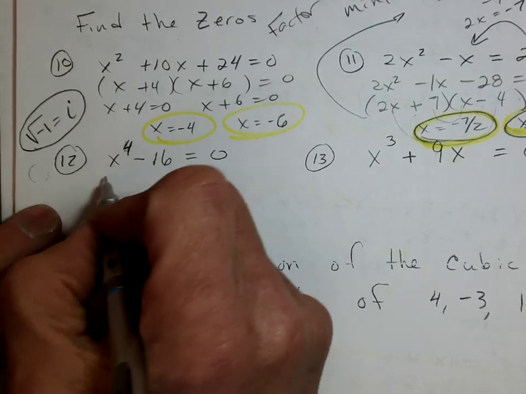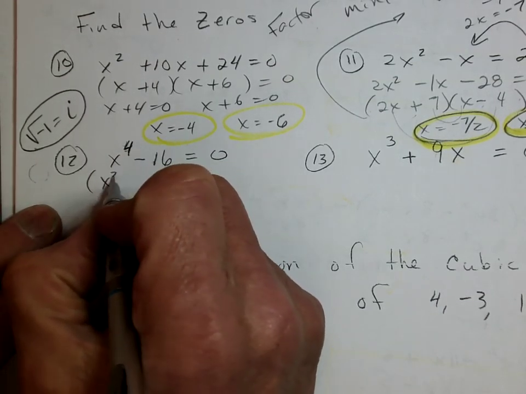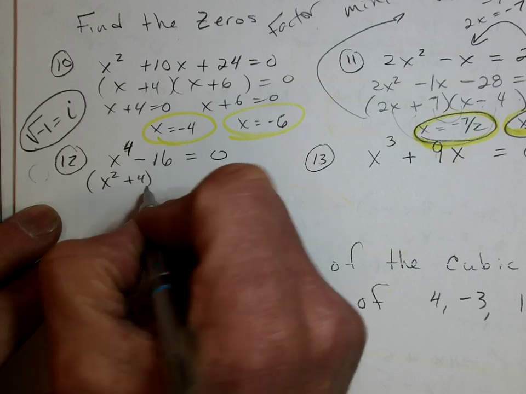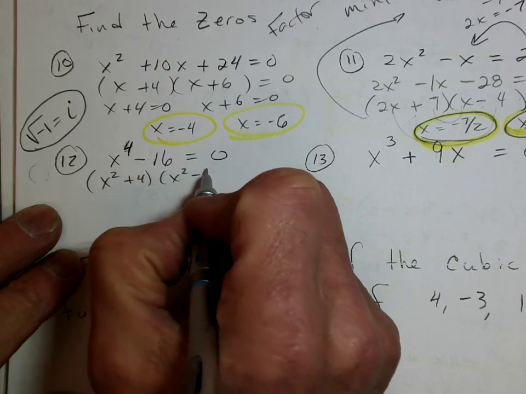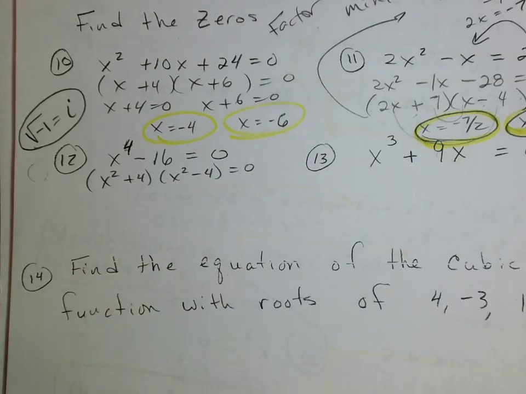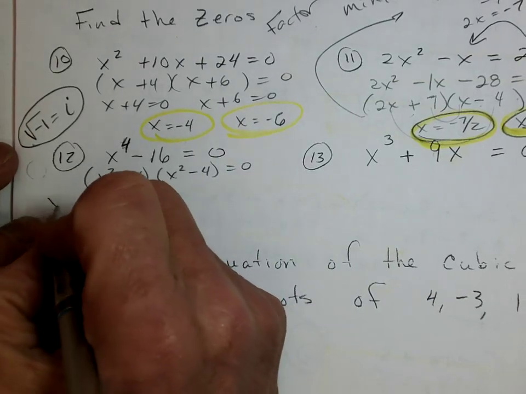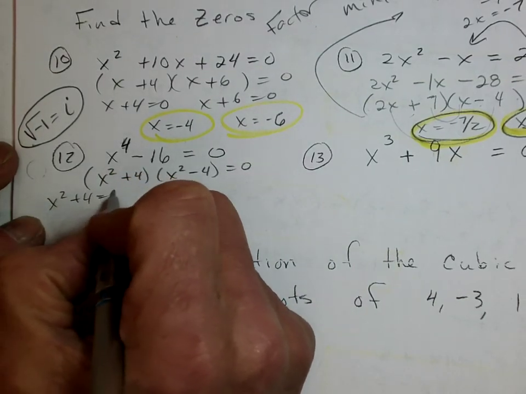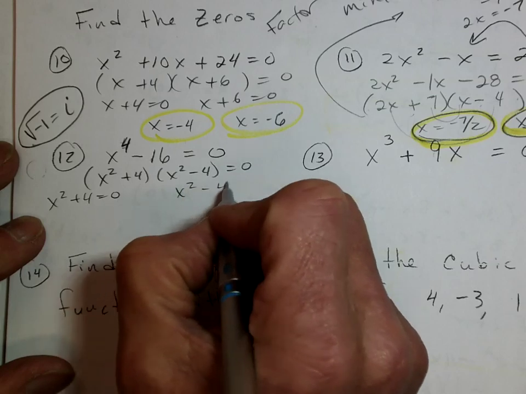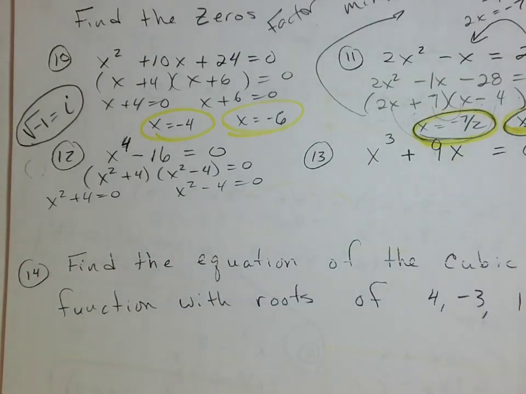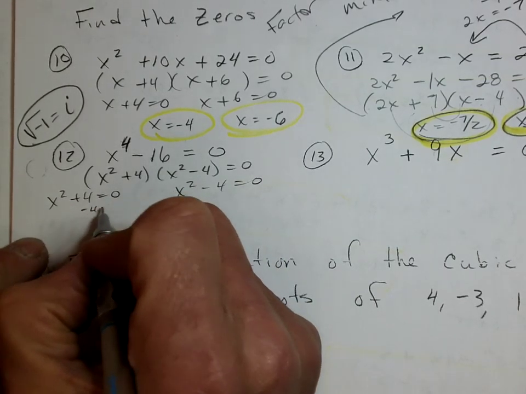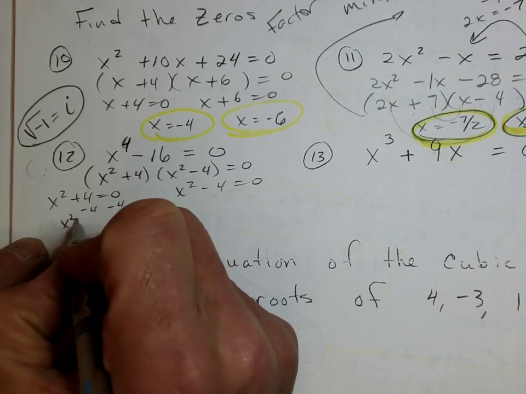So I'm going to factor first. X squared plus 4, x squared minus 4 equals 0. Okay? Many equations of an x squared plus 4 equals 0 and an x squared minus 4 equals 0. Okay? How am I doing? Does that make sense so far? So let's solve. Minus 4, I'll have an x squared equals -4.